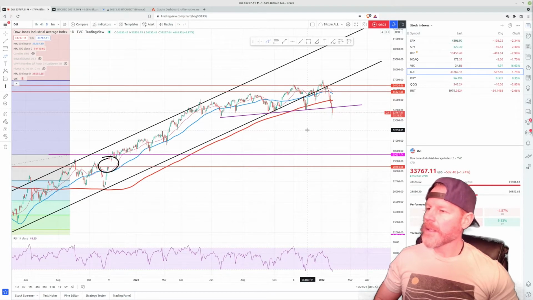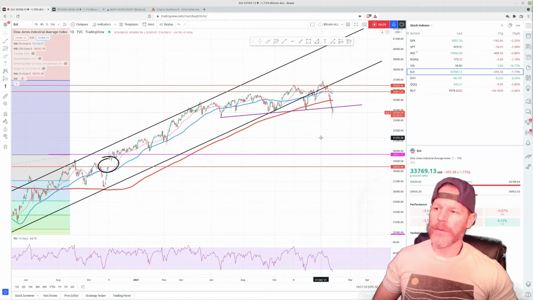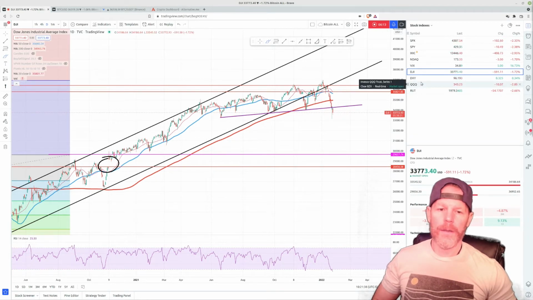All right. So there we have it. We're under this neckline, and we can continue to trend downwards if the market so desires, if that's what they're feeling. All right. What else do I have here?